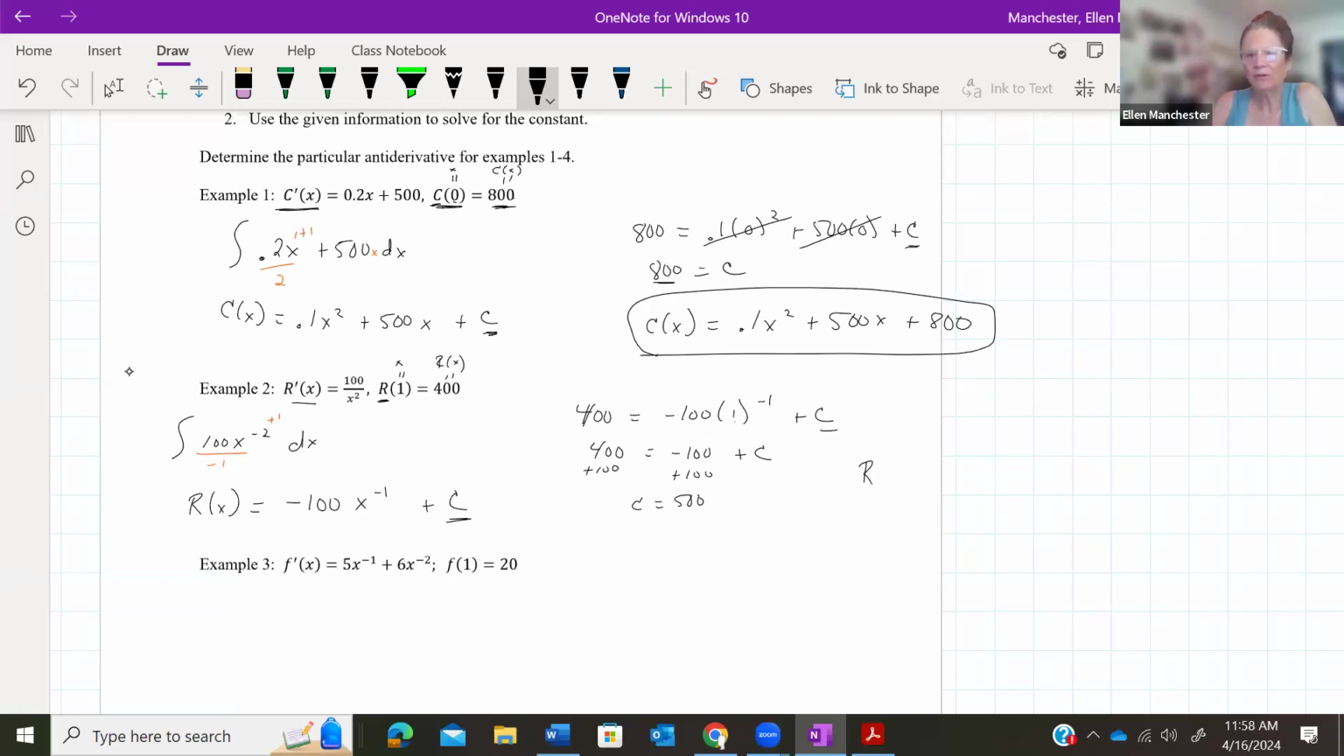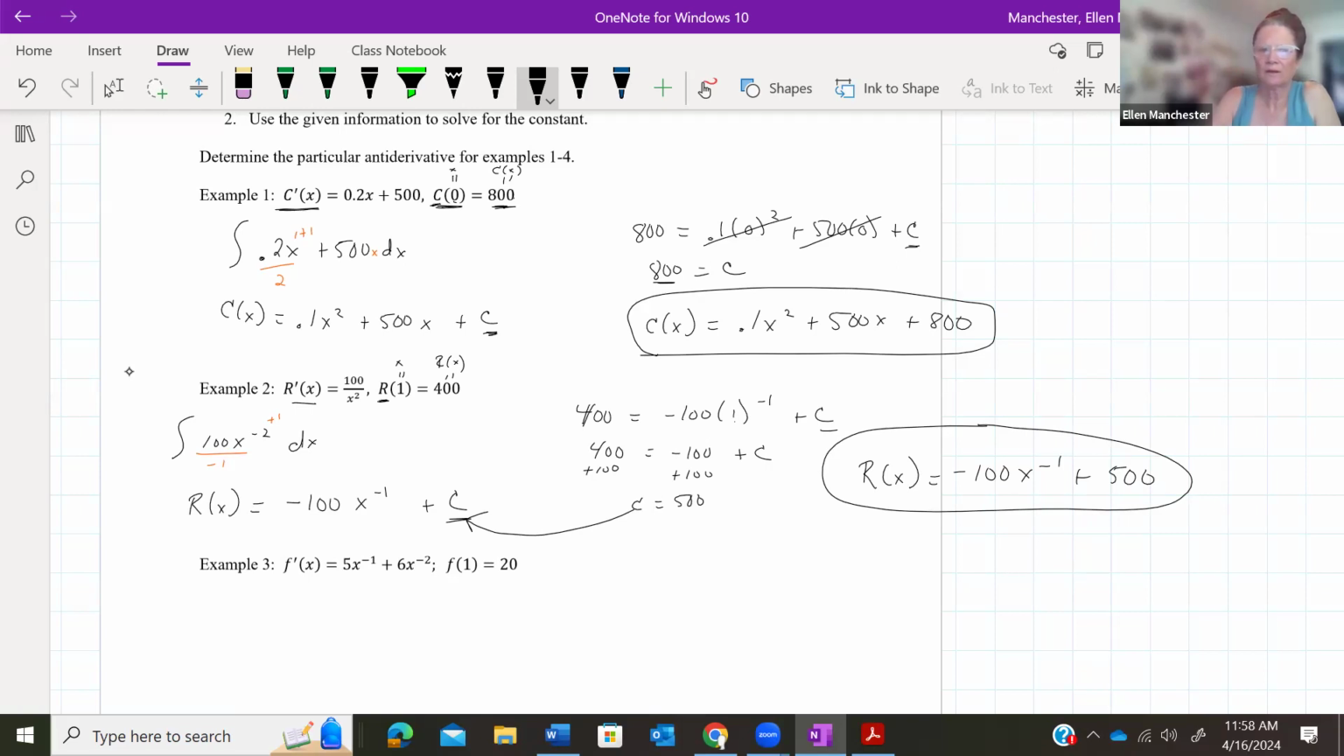So my particular revenue function, you have to make sure that you rewrite this. Because if you just solve for c and don't plug it back in, then it will be wrong on my math lab. You have to have the actual function, the particular antiderivative. Okay.